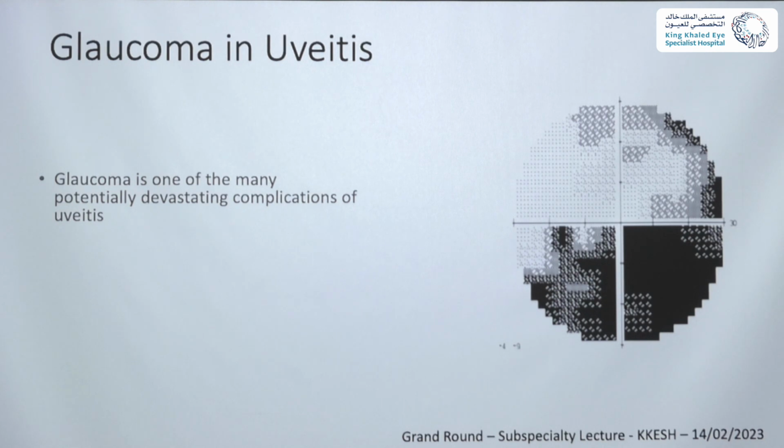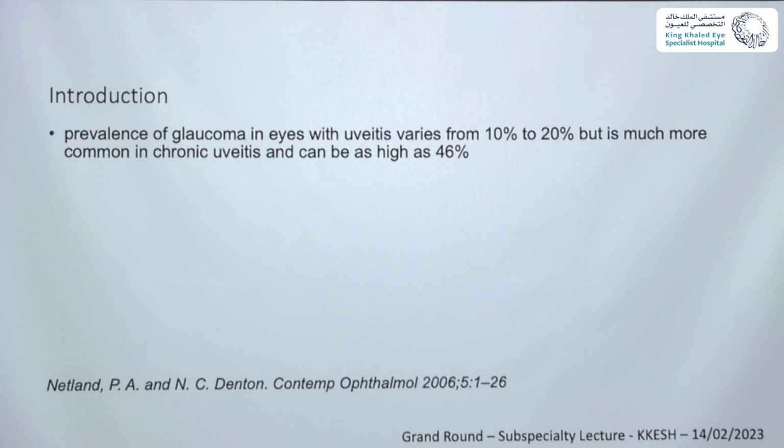So glaucoma is one of the most potentially devastating complications from uveitis that can start initially with very simple anterior reaction and then ends up with blindness. The prevalence of glaucoma in eyes with uveitis is found to be between 10 to 20%, most commonly in acute attacks. However, in chronic uveitis, it can reach up to 50% of those eyes.